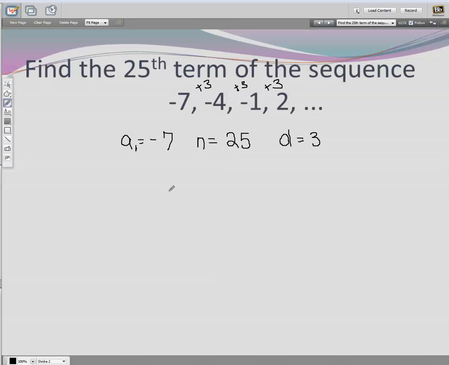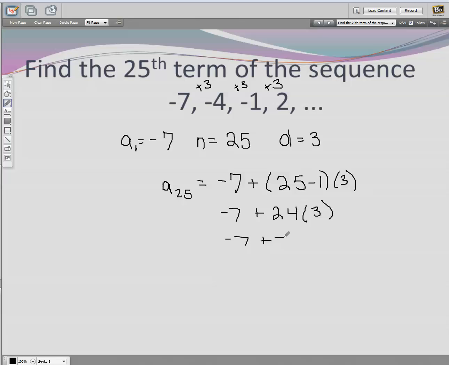Okay. So a sub 25, so the 25th term will be negative 7 plus n minus 1 times d. So let's simplify here. We should get 65. So the 25th term in this sequence is 65.